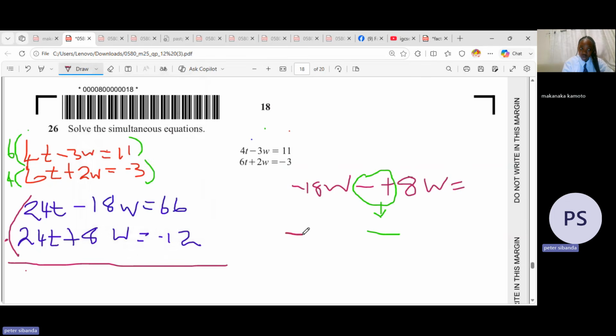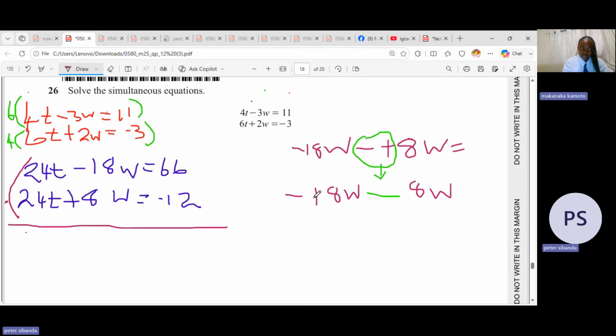So I have minus 18w minus 8w. What did I say about dealing with two numbers with similar signs? What do you do? Do we add or do we subtract? Did you write the notes when I was teaching you directed numbers? We added.